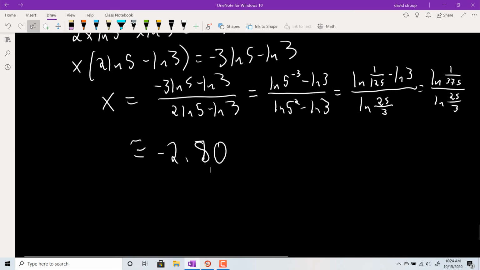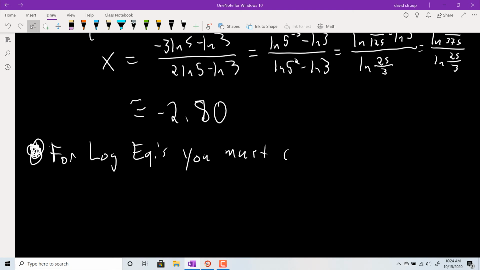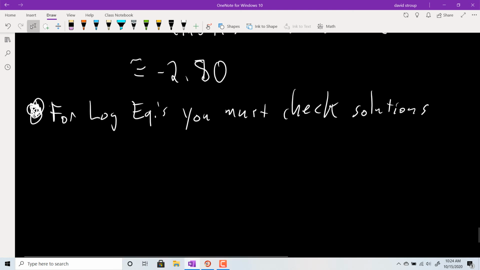Okay. Moving on to logarithm problems. The problem with logs is you must check the solutions. For log equations, you must check solutions. If you don't, you're going to lose points. I will take off points. I don't care. No, I care, but you got to check your solutions.